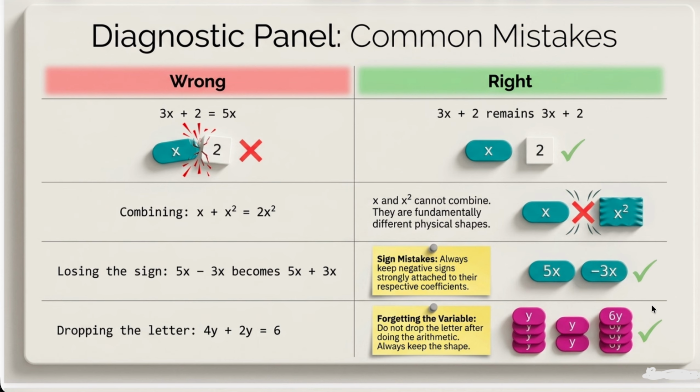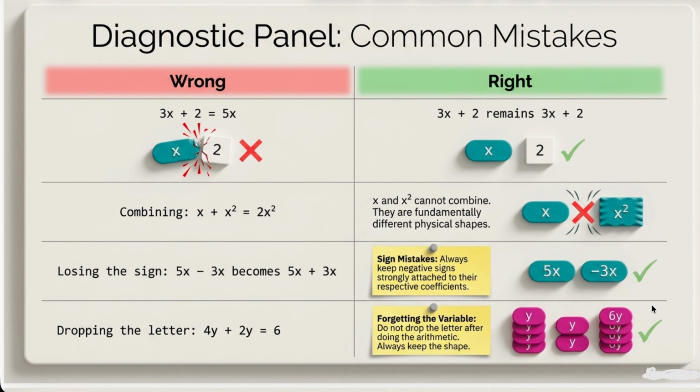This slide also shows some other common mistakes that people can make. 3x plus 2 does not become 5x because x and a constant are not like terms. X plus x squared does not become 2x squared. And when you subtract terms, you have to keep the signs correct. For this example, 5x minus 3x, we can't change it from subtraction to addition out of nowhere.